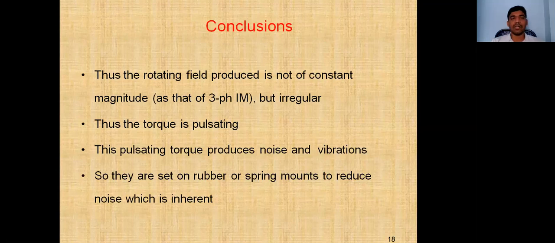In a three-phase induction motor, the rotating field is of constant magnitude, but in a single-phase induction motor, it is irregular. Thus, the torque is pulsating torque. This pulsating torque produces noise and vibrations, so they are set on rubber or spring mounts to reduce noise, which is inherent.